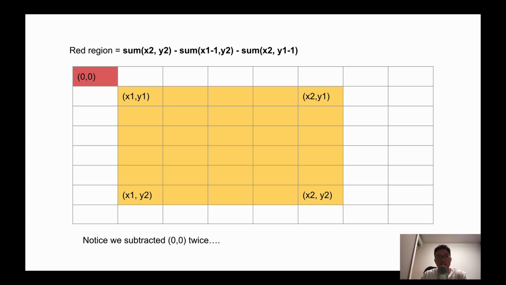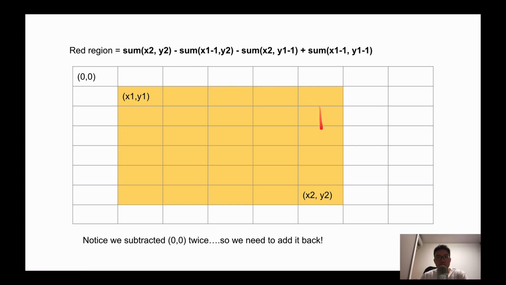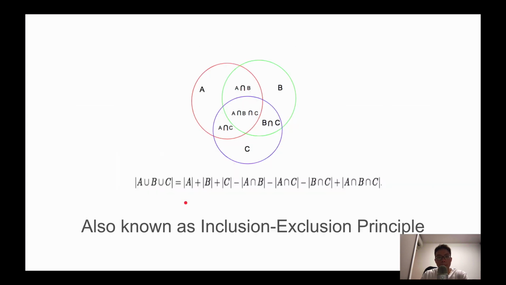And to rectify this, all we need to do is to simply add it back. And this actually gives us the sum of the elements that we actually desired.